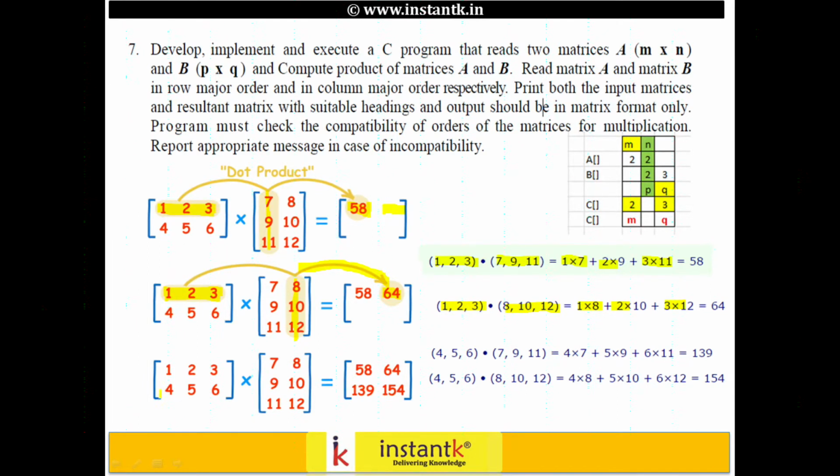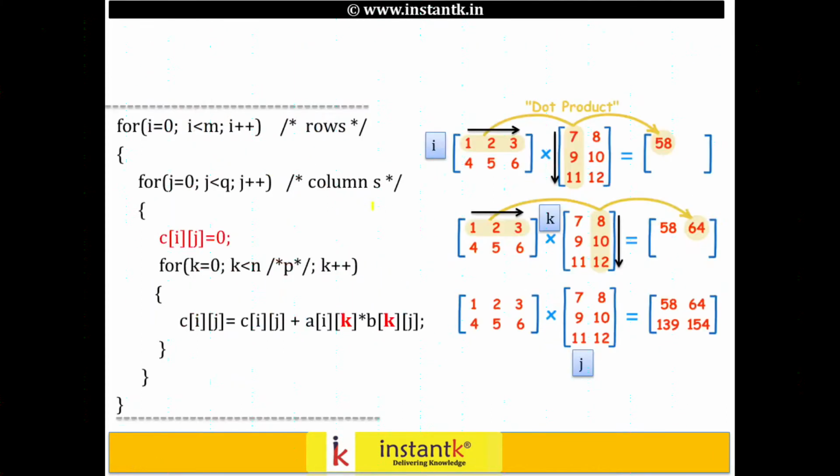For the second row, we follow the same process. The second row of matrix A is multiplied with the first column to get 139, as explained here, and the second row with the second column is multiplied as explained here to get 154. That's how we multiply two matrices. Matrix A and matrix B are multiplied to get a matrix C.